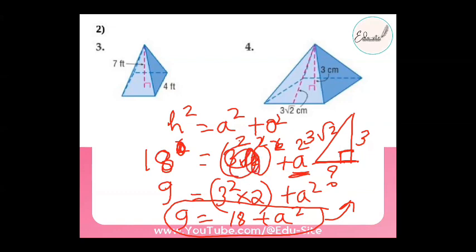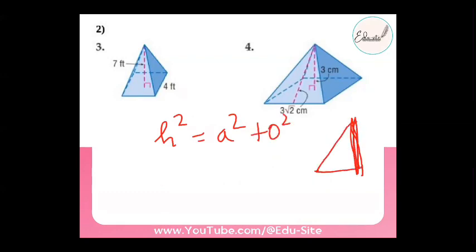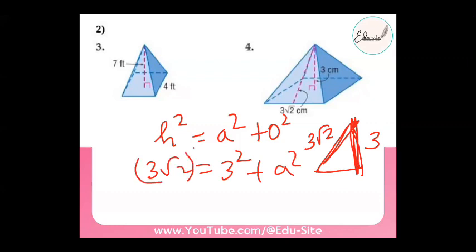Yeah, we just confused it. Hypotenuse square is equal to adjacent square plus opposite side square. So we wrote the correct diagram, but in application we did it wrong. 3 root 2 is the hypotenuse and 3 centimeter is an adjacent side. So inside we are going to write 3 square plus something square. Hypotenuse is 3 root 2 whole square, which is nothing but 18, right? 18 is equal to 9 plus A square.